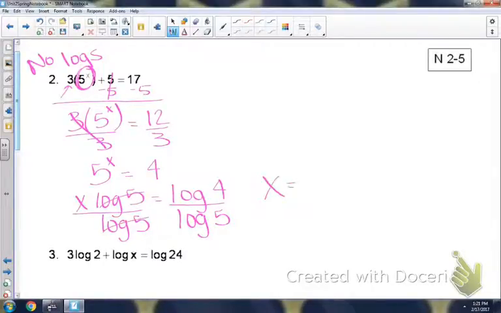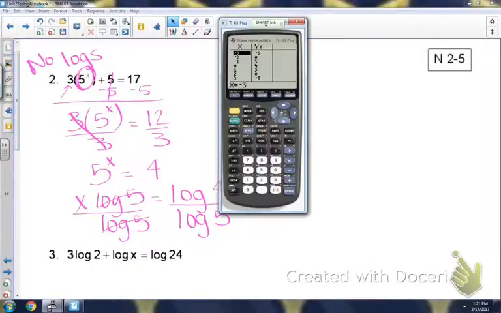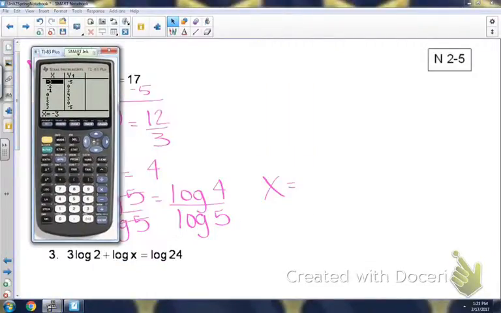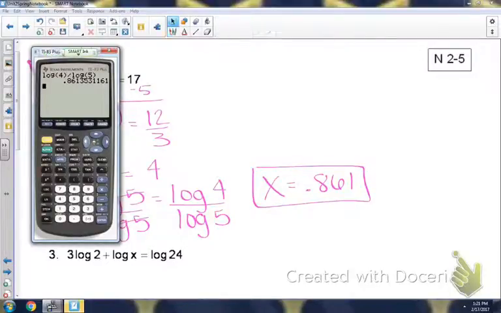So we're using the calculator because we can plug in a common log on the calculator. We're taking the log of 4 divided by log of 5. And let's round to 3 decimal places, so that would be 0.861. And you can plug it back into the original and check it if you'd like to do that.